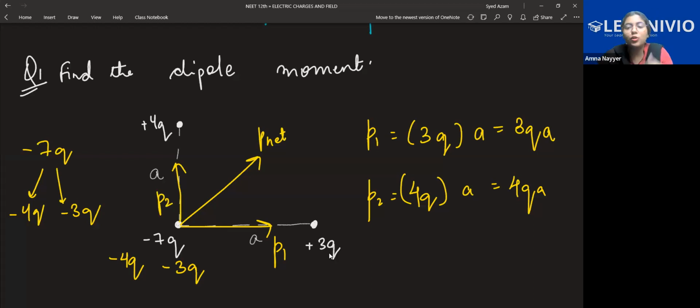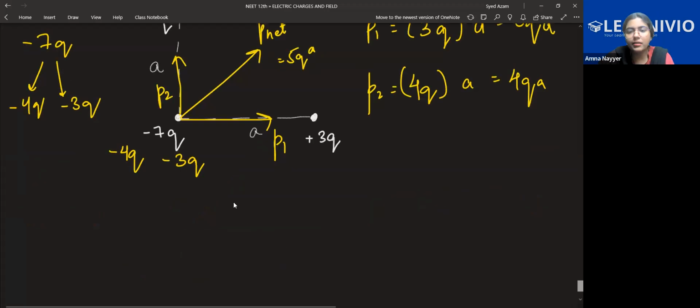Minus 3Q plus 3Q is forming a dipole separated by A, so we wrote it as 3QA. Now you have to get their resultant, right? So if you have 4QA and 3QA, I think the answer is quite clear. It will be 5QA only because they are separated by 90 degrees. So this will be 5QA.